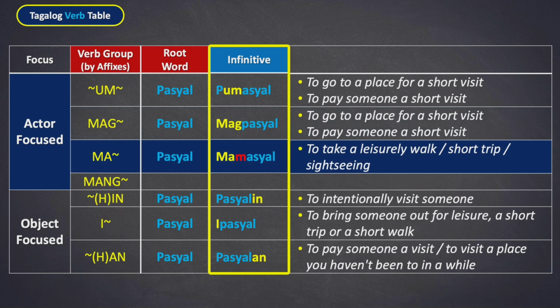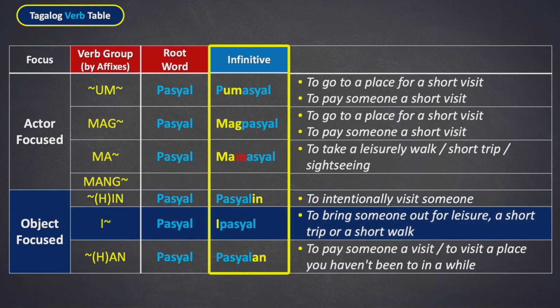Mamasyal, to take a leisurely walk, short trip, or sightseeing. Pasyalin, to intentionally visit someone. This is seldom used and can be substituted by the last verb in this table, so I won't discuss this. Ipasyal, to bring someone to a leisure, a short trip, or a short walk. Pasyalan, to pay someone a visit or to visit a place you haven't been to in a while.